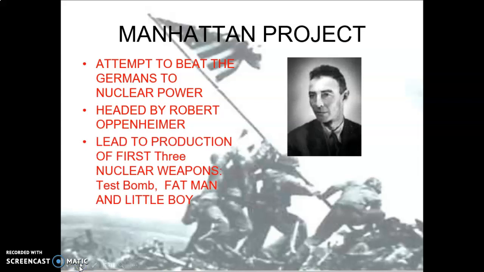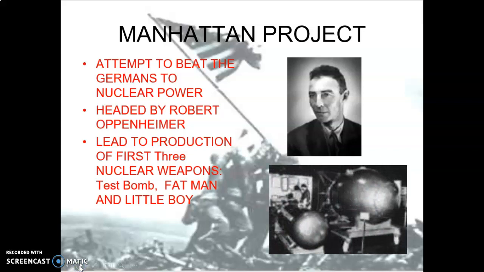So, the Manhattan Project. This was our most top secret program, and it was to obtain nuclear power. Headed by Robert Oppenheimer, the gentleman up there on your top right, led to the production of the first 3 nuclear weapons, the Test Bomb, Fat Man, and Little Boy. These were their code names.